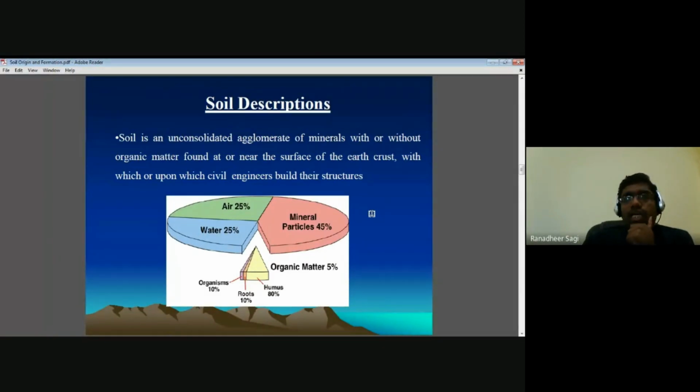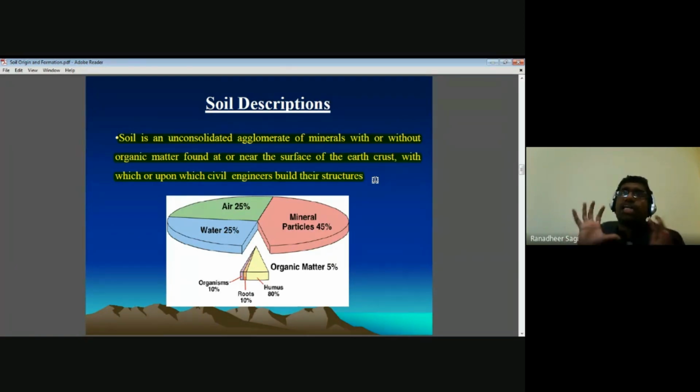So coming to what is meant by soil, how do we describe soil? Soil is basically an unconsolidated agglomerate of minerals. Agglomerate of minerals means it is a composition of different minerals present in a mixture, which forms what is called soil, with or without organic matter, found at or near the surface of the earth's crust, upon which civil engineers will build their structures. So the soil on which civil engineers are going to construct their structures contains different mixed proportions of minerals, which form what is called soil.